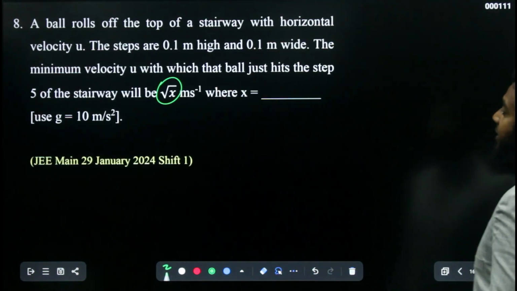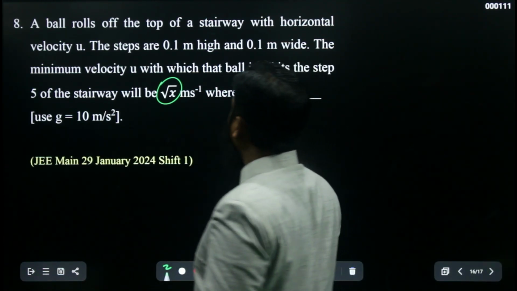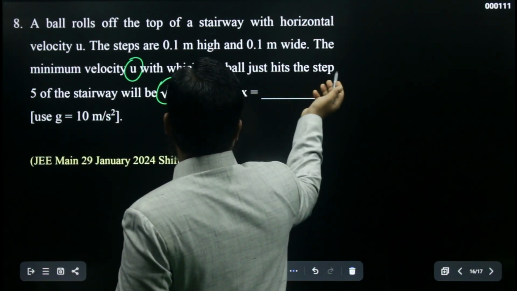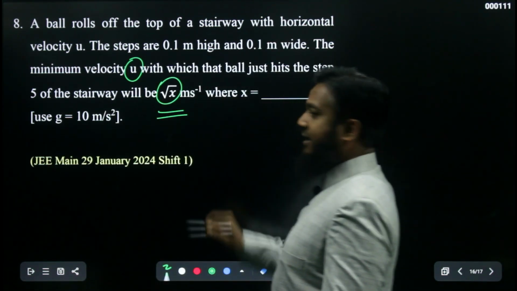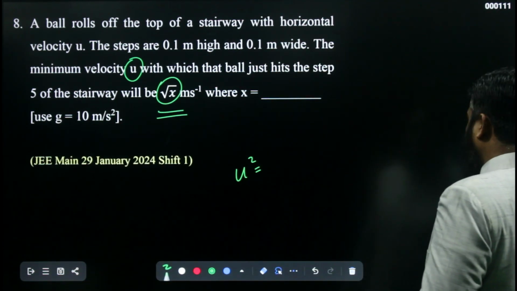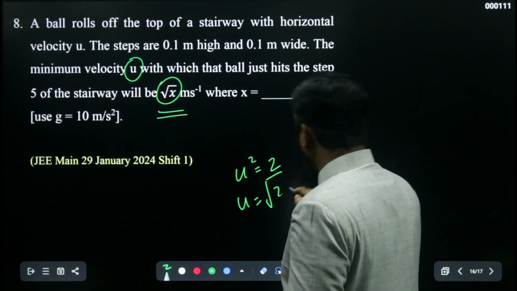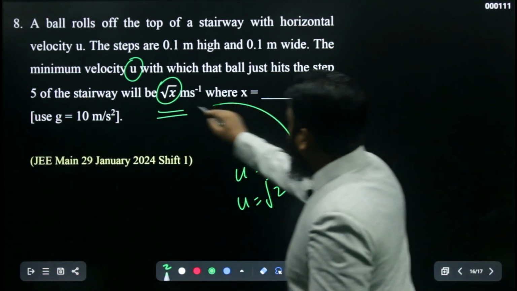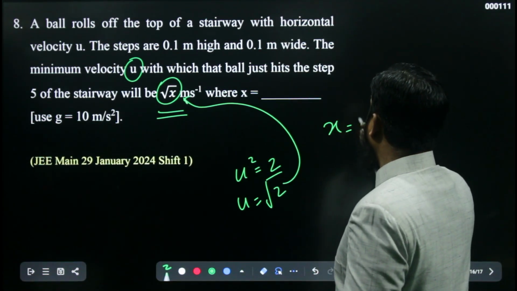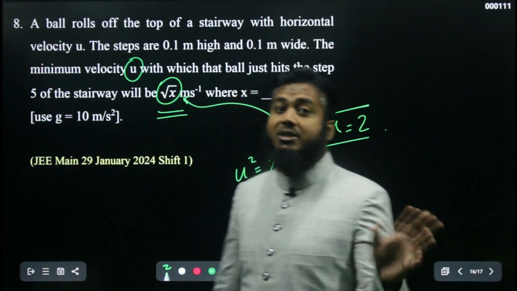Now let us see how they are asking. They're saying that the minimum velocity u with which the ball just hits the step 5 is under root x. Okay, so we have found that u square is equal to 2. So u is equal to under root 2. So compare it with the value given to us, under root x. So the value of x is simply 2. The numerical value of x is 2. So 2 is the answer to this question.